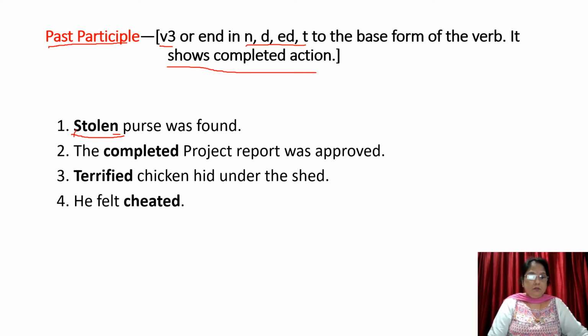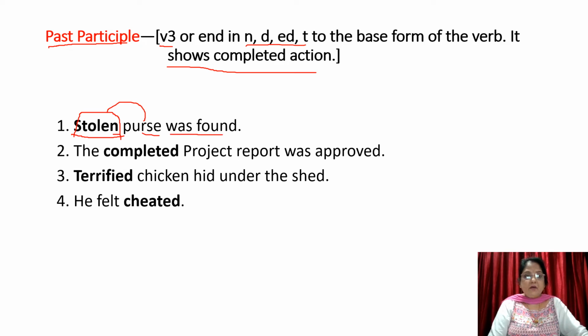Now this verb is behaving like an adjective. What does an adjective do? Adjective क्या करता है? वो किसी नाउन या प्रोनाउन के बारे में ज्यादा जानकारी देता है, डिस्क्राइब करता है उसे, है ना. So what is the noun here? Purse. So it's telling more about the purse. Therefore this is past participle.